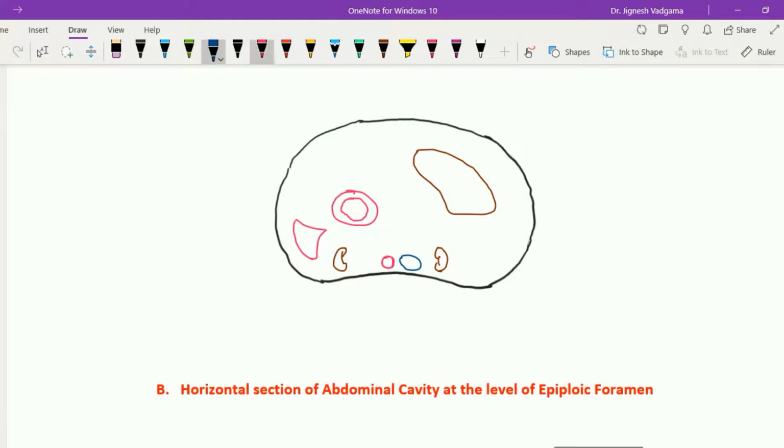When we see the parietal peritoneum just above the umbilicus, on the right side, it is going to form a sickle-shaped fold, and that is called the falciform ligament. And this falciform ligament is going to enclose the liver on its anterior surface as well as the superior surface and inferior surface.